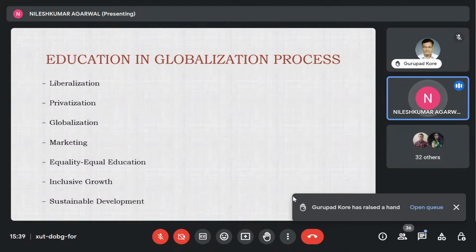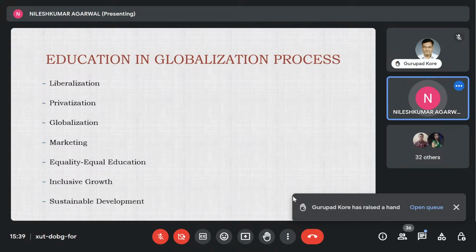But with globalization, yes, we have liberalized the entire education system, but is it right? We have privatized the entire education system, or we are in the process of privatizing it. I don't know if it is a right thing to do. Globalization of the economy as well as of education has happened over many years, and it is still going to be there for many years to come. Marketing: instead of students coming to colleges, the institutes are now reaching out to students and marketing themselves. So these are the challenges that we still face.